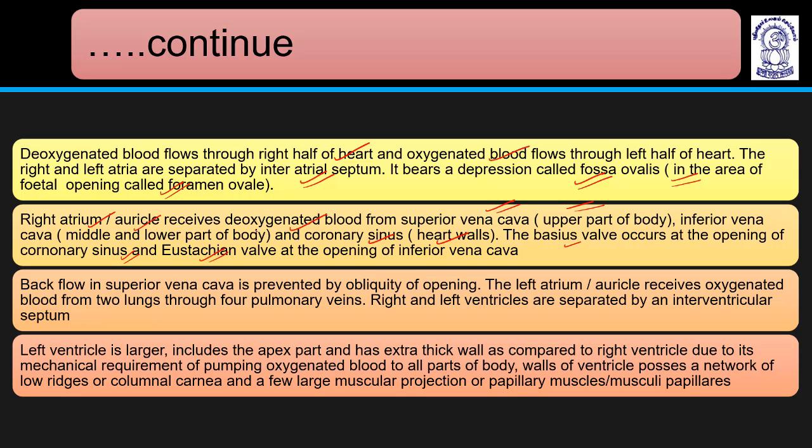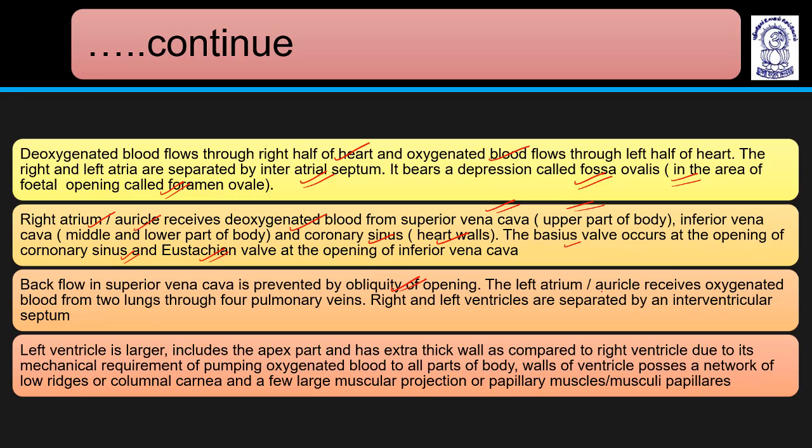The Thebesian valve occurs at the opening of the coronary sinus. At the opening of the coronary sinus there is the valve of Thebesius, and the Eustachian valve at the opening of the inferior vena cava. Backflow in the superior vena cava is prevented by the obliquity of the opening.